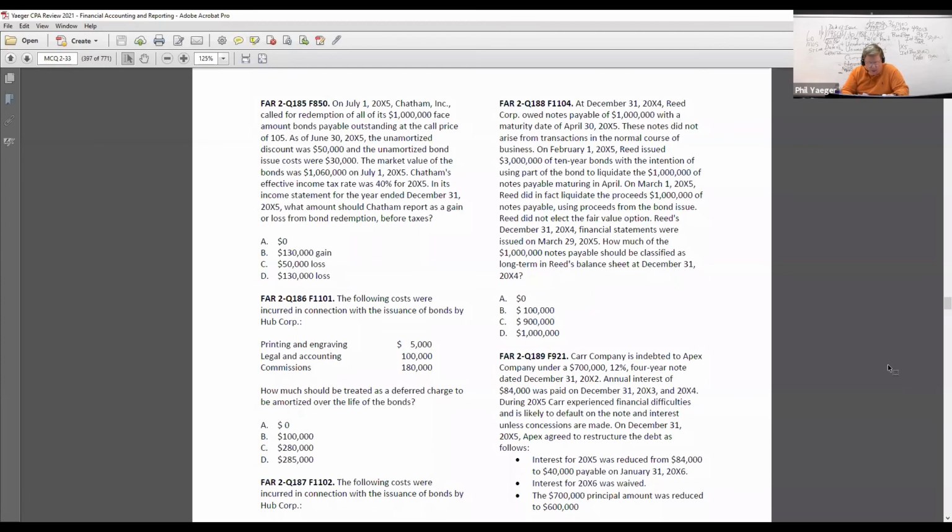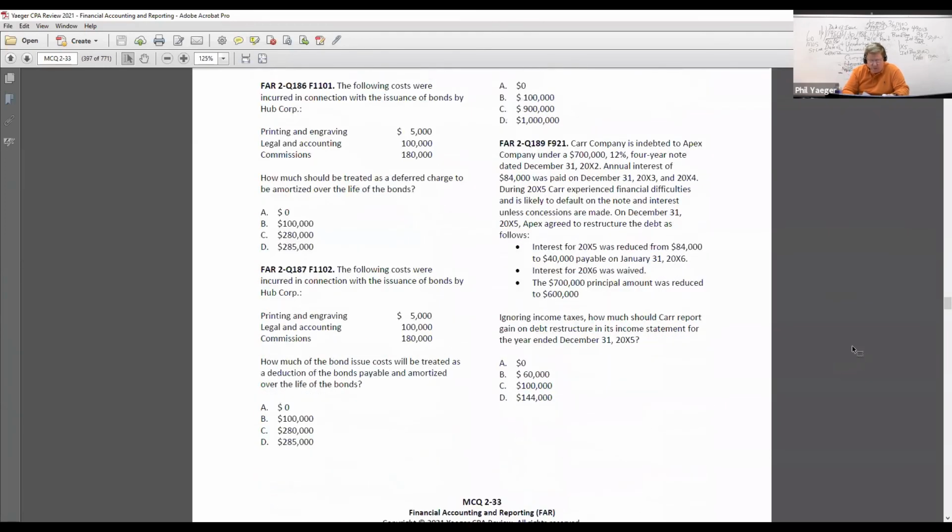The following costs were incurred in connection with the issuance of bonds by Hub Corp, okay? All right, is it the same amounts? Yes, but how much of the bond issue cost will be treated as a deduction of the bonds payable and amortized over the life of the bonds? 285,000, all right? You see that? Got it.